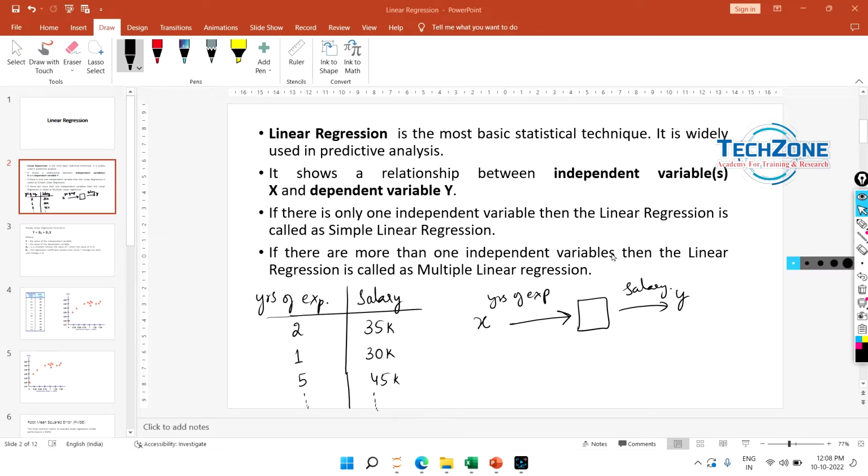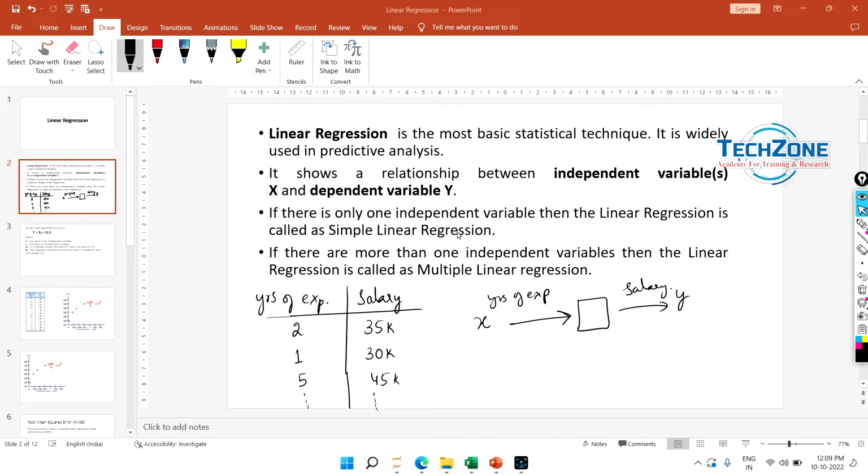Now, if there is only one independent variable, then the linear regression is called simple linear regression. So this is the example. We have one independent variable. What is that? Years of experience. Based on that one independent variable, the model will give us the predicted salary. How many inputs are we giving? We are giving one input in this case. Such a scenario is simple linear regression.